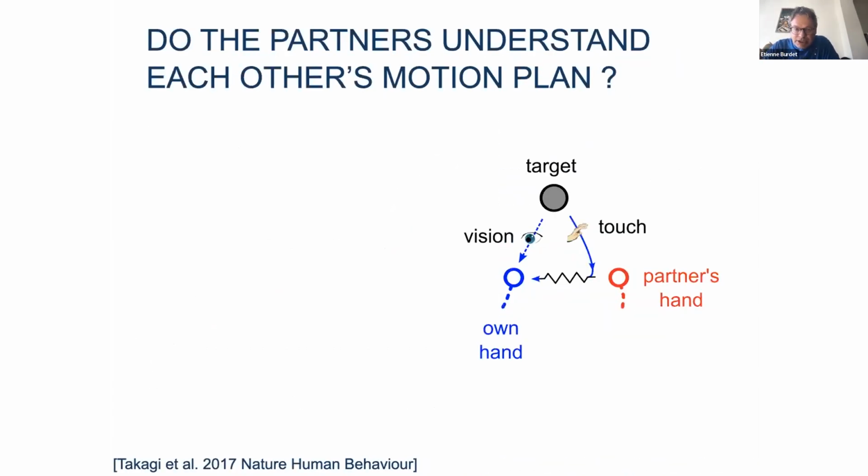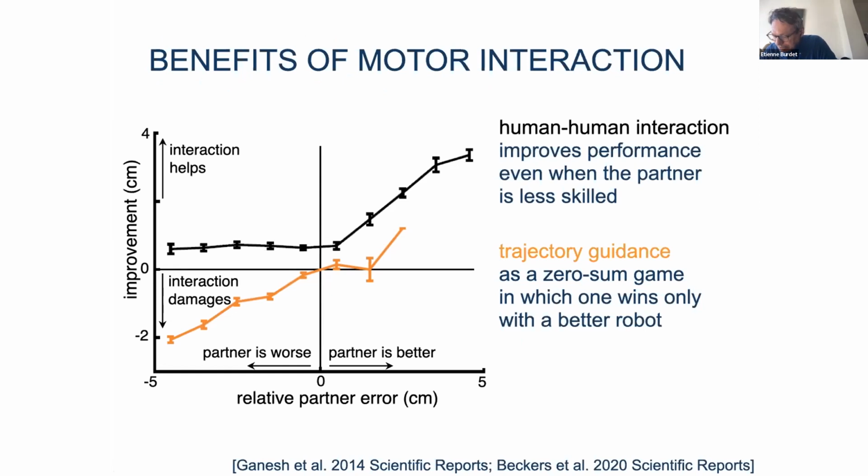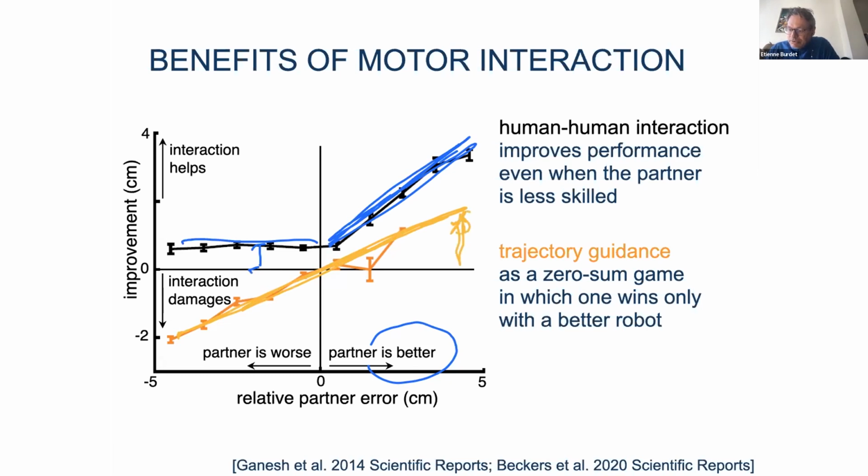Okay, so let me now take my iPad, sorry that I was slow at doing that. So with a better partner, you improve; the better the partner, the more you win. And with a worse partner, you still win. And this is something completely different than if you interact with a robot that is just guiding you along the movement. In this case, you win with a better robot, but you lose with a worse robot.